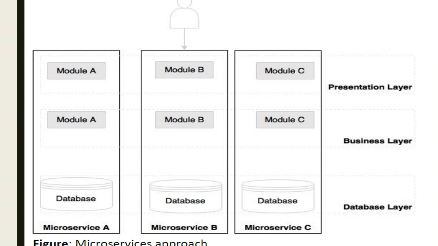Another advantage is that each microservice can be developed using different technologies. For example, microservice A we can develop using Java, microservice B using Scala, Ruby, or Node.js, depending upon the business requirement. Like that, microservice C as well. So this is the difference between the monolithic approach and the microservice approach.